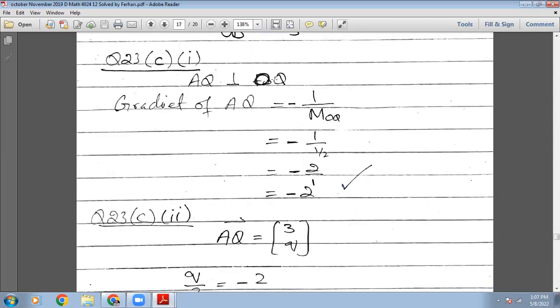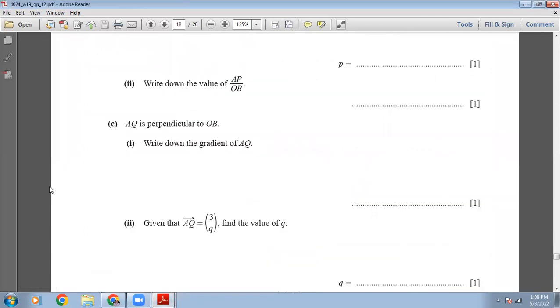So we know that AQ is perpendicular to OQ. So the gradient of AQ will be the negative and reciprocal of the gradient of OQ. We know the gradient of OQ is 1/2. So when this fraction comes upstairs, it will flip. So it will become 2/1 and a negative with it, so -2. So the gradient of AQ is -2.